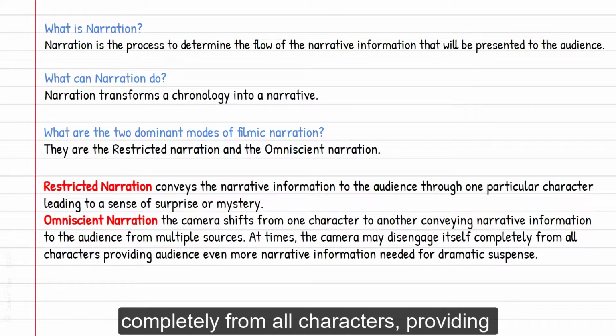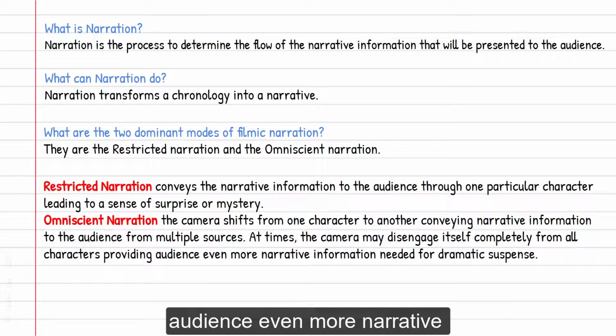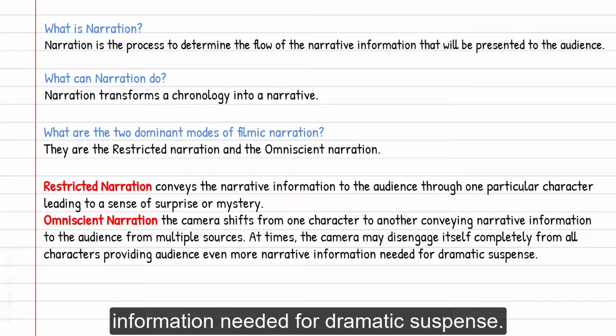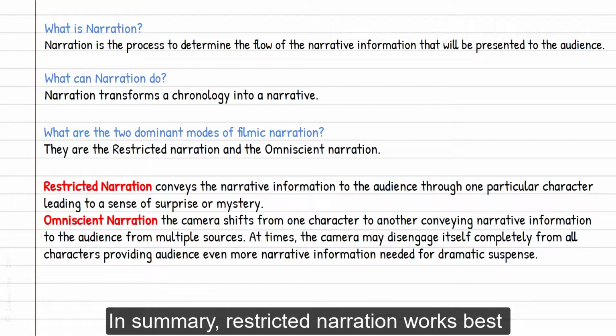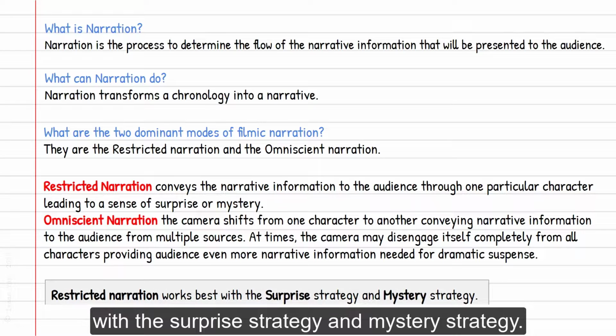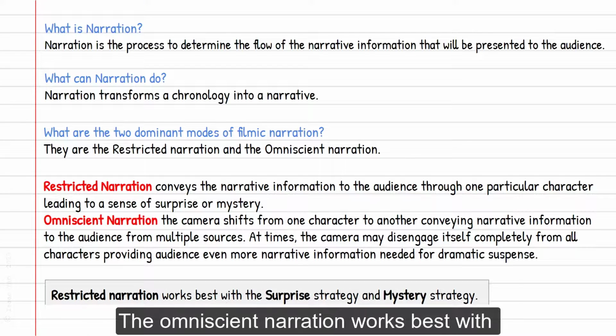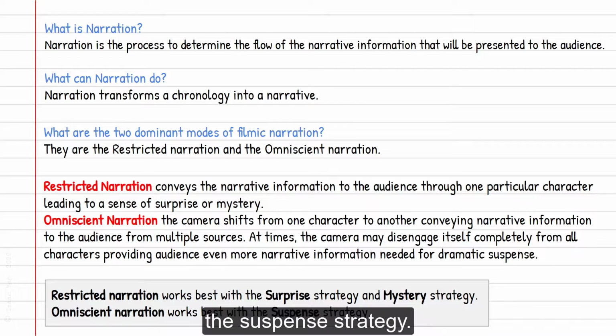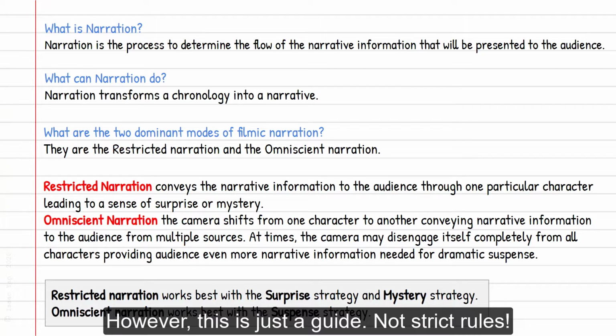At times, the camera may disengage itself completely from all characters, providing the audience even more narrative information needed for dramatic suspense. In sum, restricted narration works best with surprise strategy and mystery strategy. The omniscient narration works best with the suspense strategy. However, this is just a guide, not a strict rule.